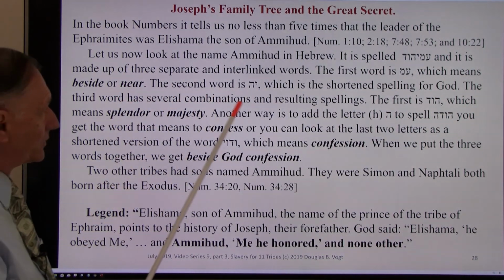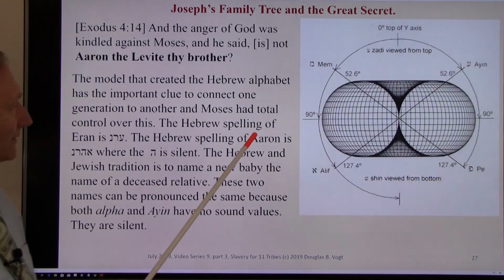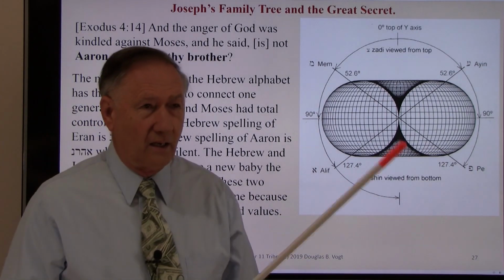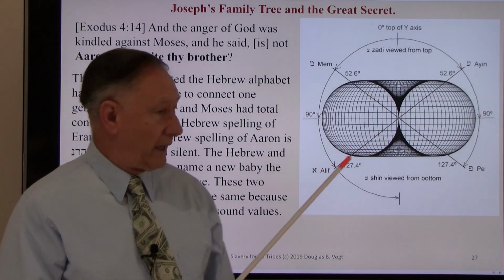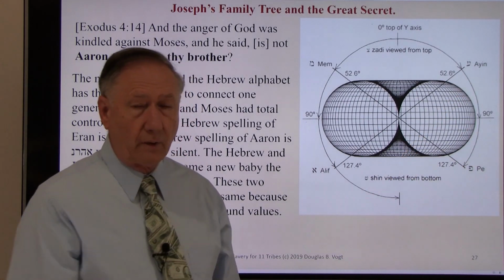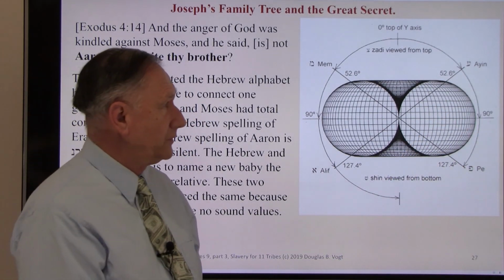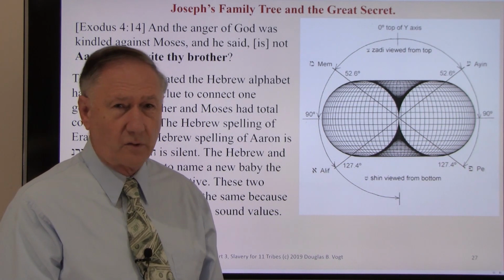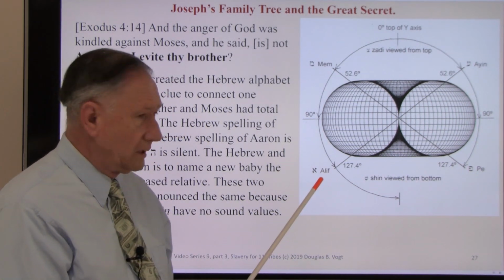Okay, Joseph's family tree. Well, let me put it this way. Now you know who Aaron was named after. Aaron, his grandfather. Grandfather died when he's 56 or 55 years old. The next year, Aaron is born.